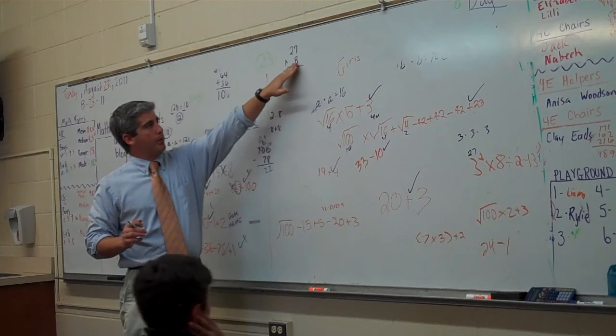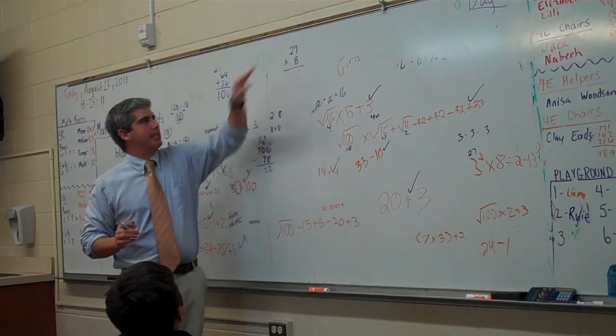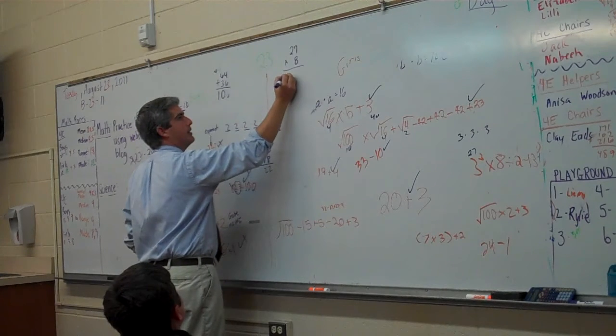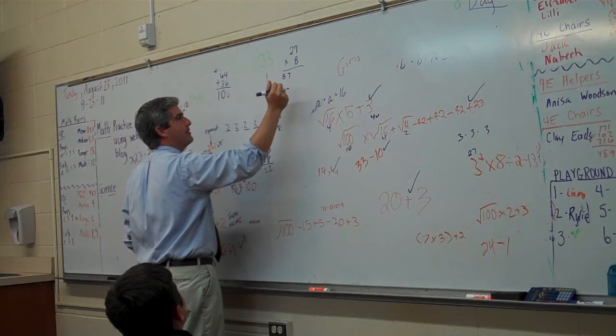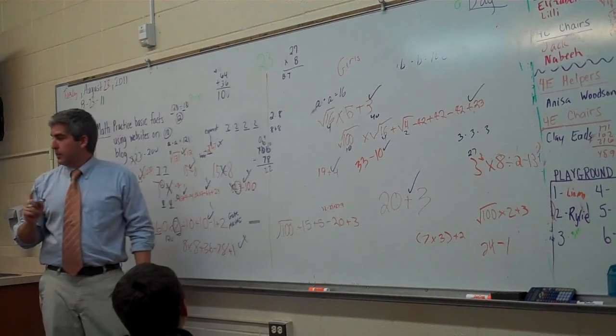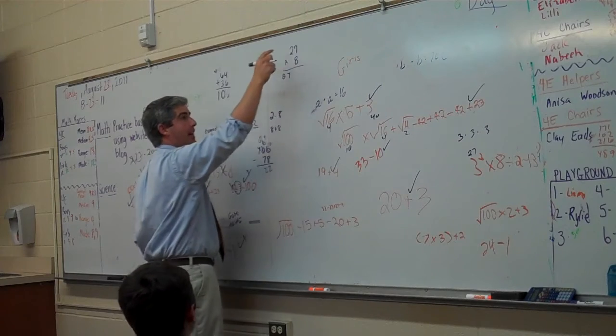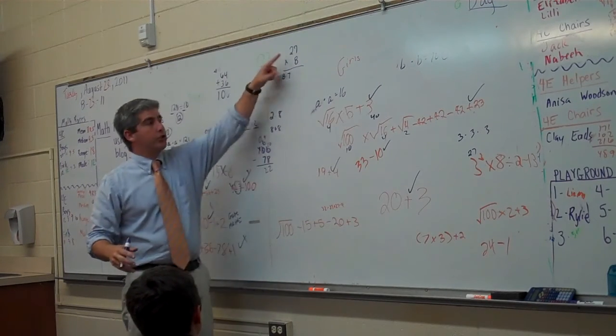So, we're going to multiply times the 1s, then we're going to multiply times the 10s. So what's my first multiplication problem? 8 times 7. Very good. Then 8 times what? 20. Not 2. 20. You multiply times the value of that place. So the 7 is worth 7. The 2 is worth 20.